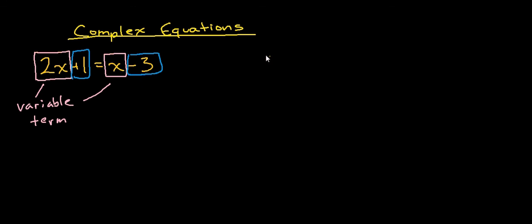So I'll rewrite it. 2x plus 1 equals x minus 3. Well, when you've got constant terms or variable terms on both sides of the equation, really all you want to do is group all of your variable terms on one side and all of your constant terms on the other. So let's try that. So we want to put all the x's over here, all those variable terms over here. Well, how do we get rid of this x? Well, we have 1x, so we want to subtract it.